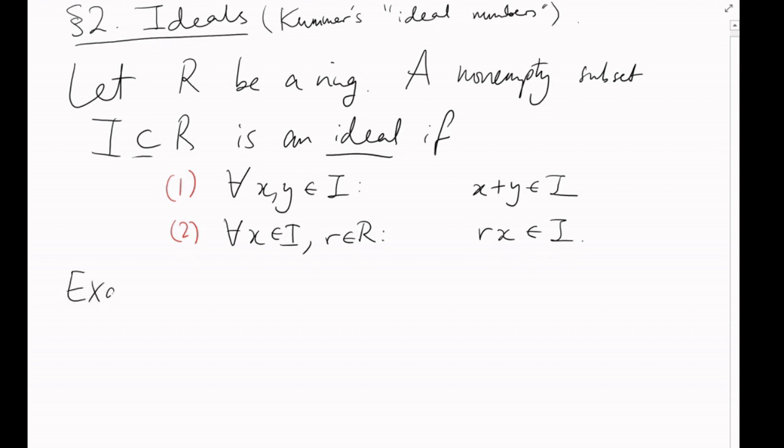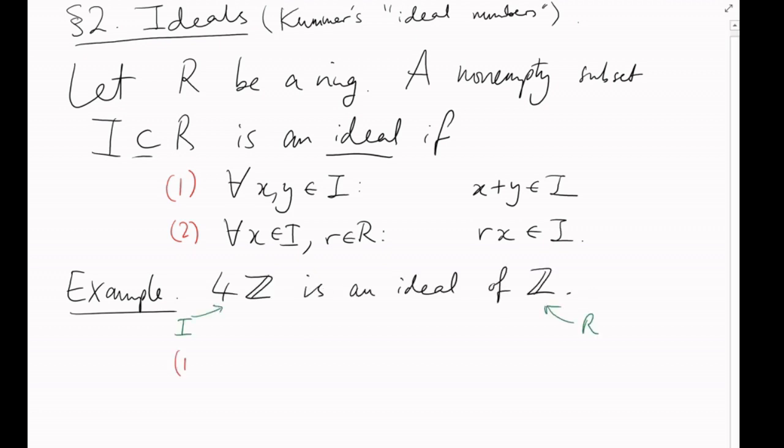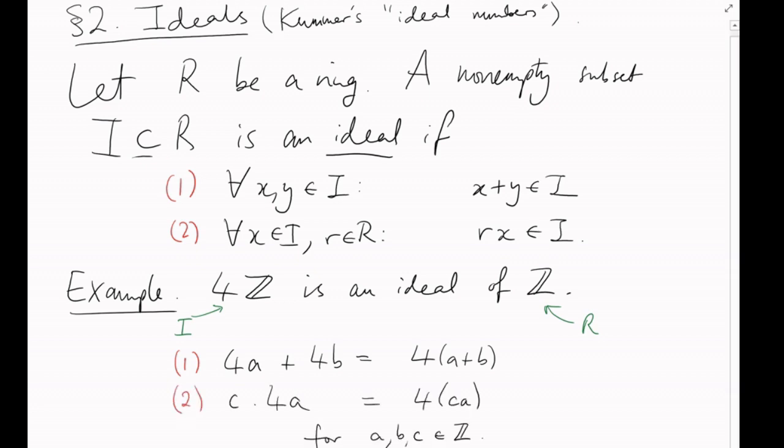So for example, 4Z is an ideal of Z, because if you add any two multiples of 4, you get another multiple of 4. And if you take a multiple of 4 and you multiply it by any integer, the result is still a multiple of 4.